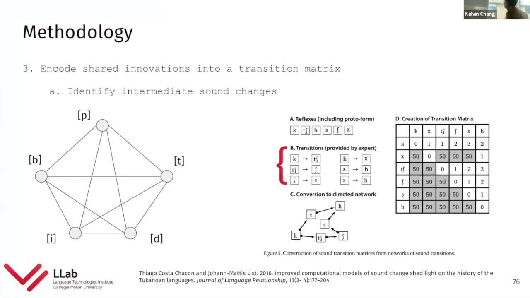So, for example, here are the intermediate sound changes that Chacon and List identify in their 2016 paper. So if the proto sound is K and the daughter reflex is H, then the expert posits that there are two ways that K can turn into H. K can turn into G, which can turn into H, or K can turn into Ch, which can then turn into Sh, and then turns into S, which turns into H. Okay.